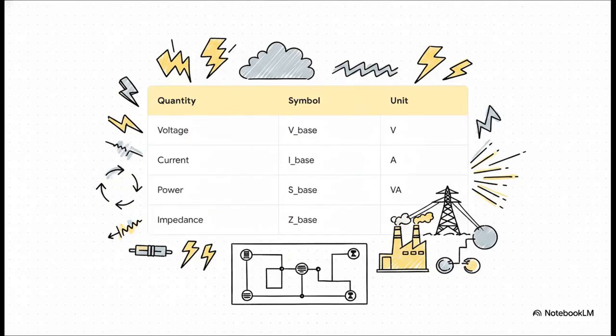You'll need to establish these reference points across 4 core electrical quantities. We've got voltage, which gives us our V base in volts. We have current, giving us an I base in amps. We've got apparent power, or S base, measured in voltamps. And finally, impedance, the Z base, measured in ohms. Once you pick your base values for these 4 pillars, you are ready to translate the entire grid.